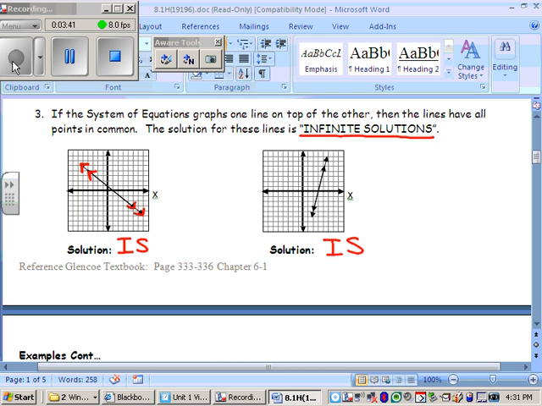So again, we have three different situations. We have lines that intersect at one point in which we would identify that point. We have lines that are parallel, which do not intersect, so therefore have no solution. And then we have lines that are exactly the same, and they intersect at every point, so have an infinite amount of solutions. Let's scroll down to some further examples.